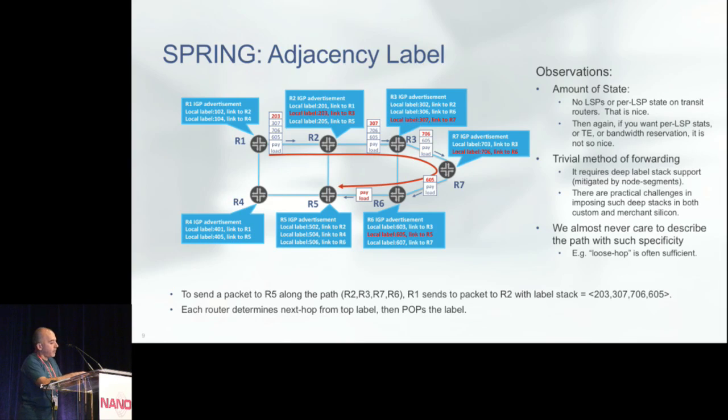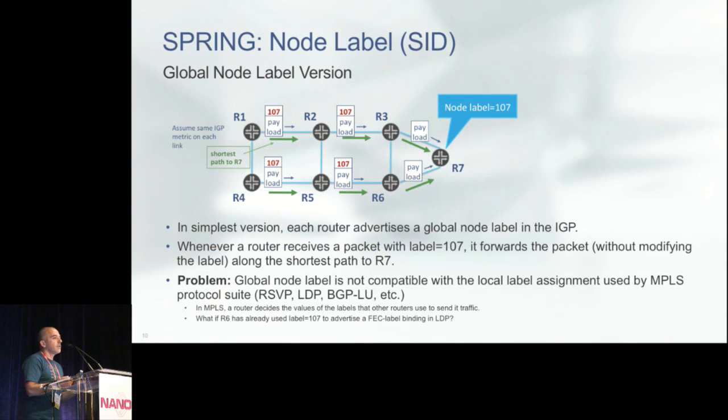The other observation I have is that it's a trivial method of forwarding in a way that you need to expend quite a few labels in the packet in order to describe the path of the packet. So that doesn't come for free, either on merchant silicon or custom silicon. You know, there's some cost associated with pushing these kinds of deep label stacks. And the third thing is that you almost never really care to describe the packet with this level of specificity. So enter node segment, or node SID, or node label, all the same thing.